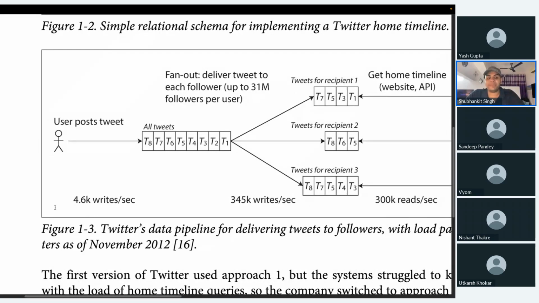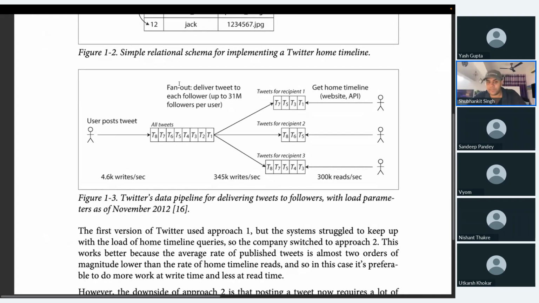So again, basically my 4.6K writes per second is now 345K writes per second because I'm fanning out, because I am going to update it in every cache. I'm writing one tweet, right, and it is actually getting written into 100 caches on average, right? And that is why this is a simple fan out problem.